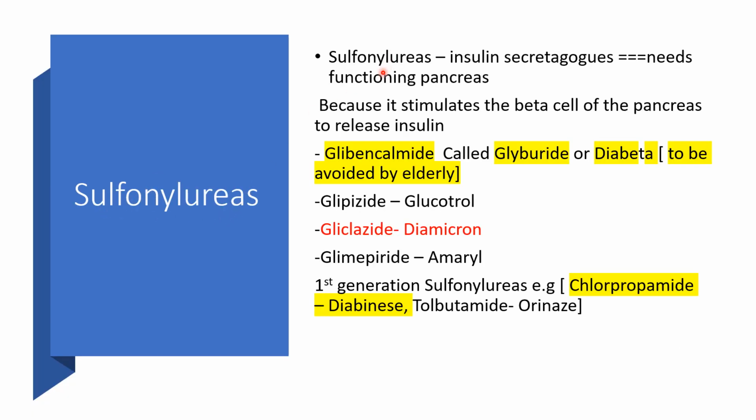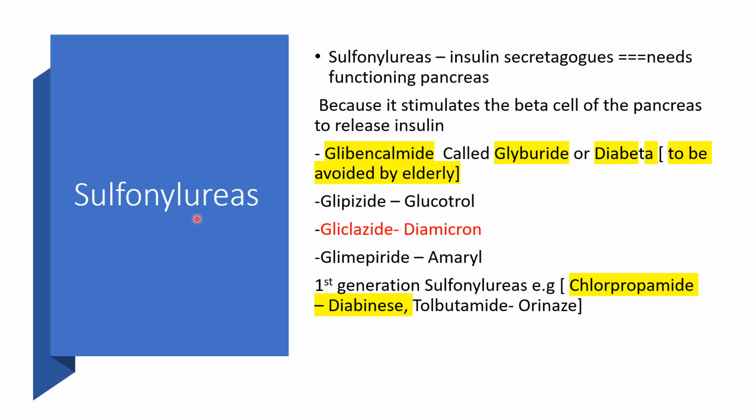Sulfonylureas. Sulfonylureas are insulin secretagogues, meaning the medication would need a functioning pancreas. Why that? Because it stimulates the beta cells of the pancreas to release insulin. Example here will include glibenclamide. The trade name could be glyburide or Diabeta, but I will not be lazy to jump without telling you that: don't use this in my grandpa. So avoid this medication in the elderly.